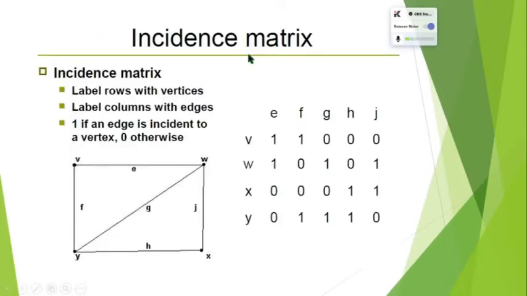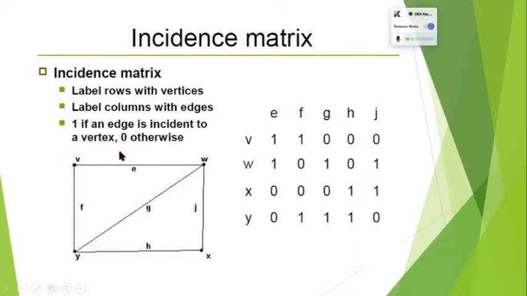So, this is incidence matrix. So, paano ba yan? For example, this is the graph. So, label the rows of the matrix by the vertices which are V, W, Y, and X. While yung columns naman will be the edges. So, itong E, F, G, H, at saka J. So, next is 1 daw ang value if an edge is incident to a vertex or 0 otherwise.